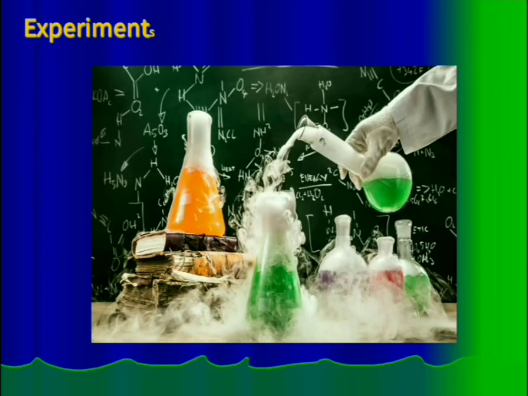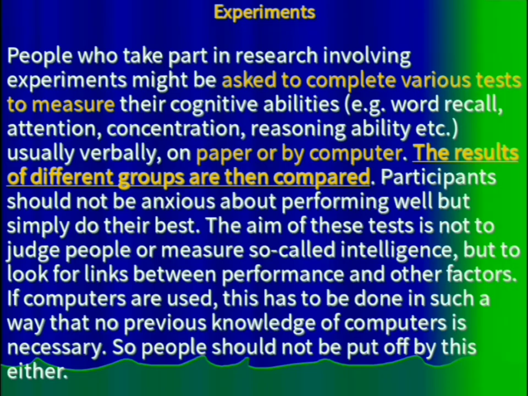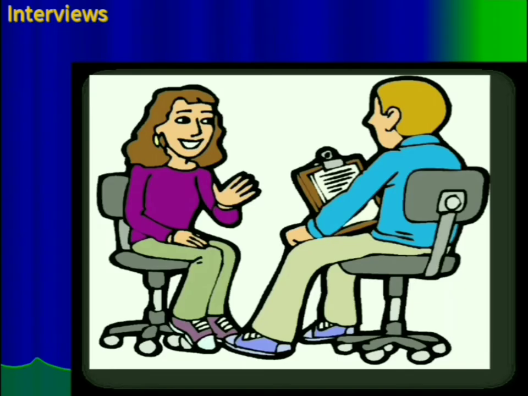Next one is experiment. On the screen you can see a sample from an experiment. Of course, you will do some kind of experiment. You use some kind of mixture of something to identify what kind of result you will get. People who take part in research involving experiments might be asked to complete various tests to measure their cognitive abilities. The results of different groups are then compared.